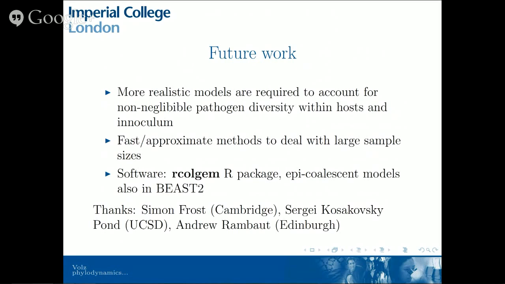My current work is focused in the following areas. I'm developing more realistic models to account for non-negligible pathogen diversity within hosts, as well as in the inoculum. I'm also working on fast approximate methods to deal with large sample sizes. Both these issues are very important in my work on HIV. And I'm developing software. All of the results I presented were based on this R package, Volz, that we have in development. I'd also point out that Alexei Drummond's group has implemented the coalescent models in BEAST 2.